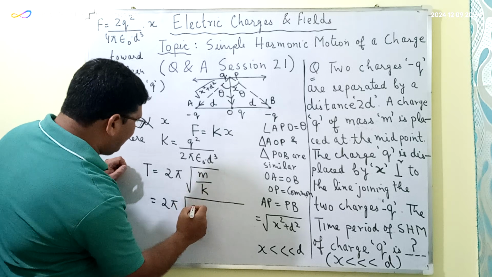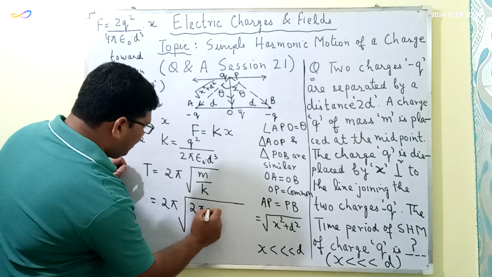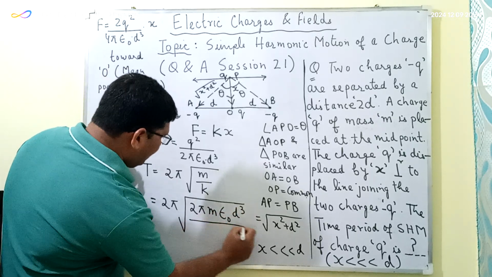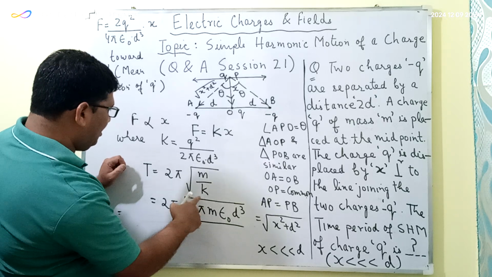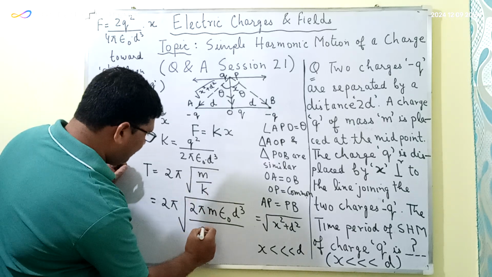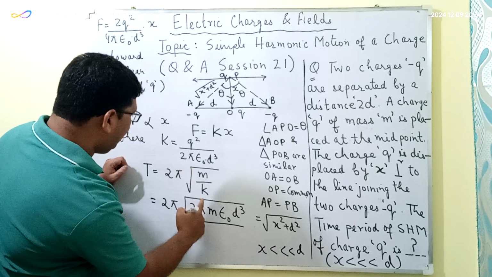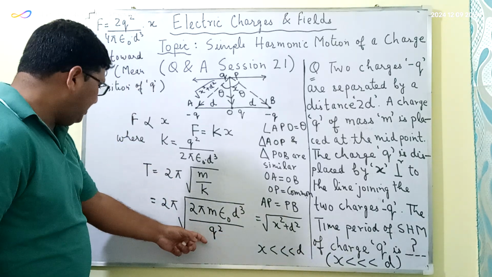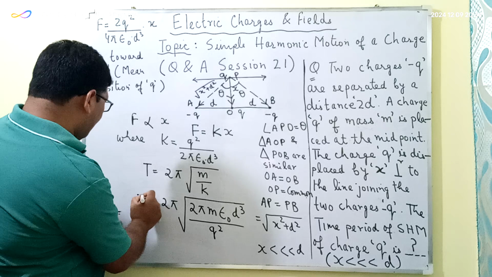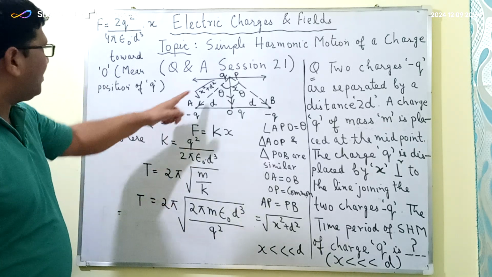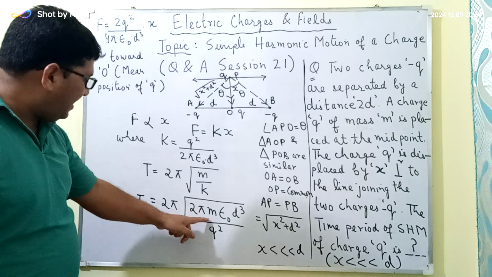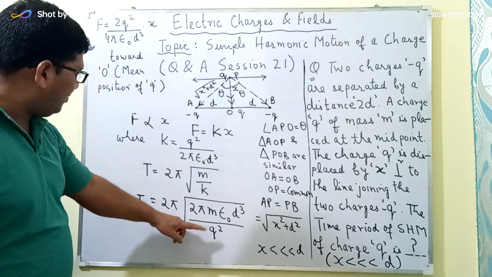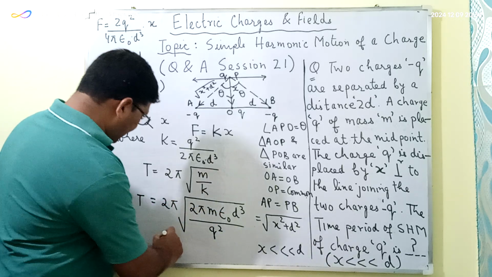So this equation will become 2 pi m epsilon naught d cube divided by q square. So this is the value of the time period which we have got. So the time period of this charge q will be equal to 2 pi under root 2 pi m epsilon naught d cube upon q square. This is m, and this is q square upon 2 pi epsilon naught d cube. So this is the correct answer.